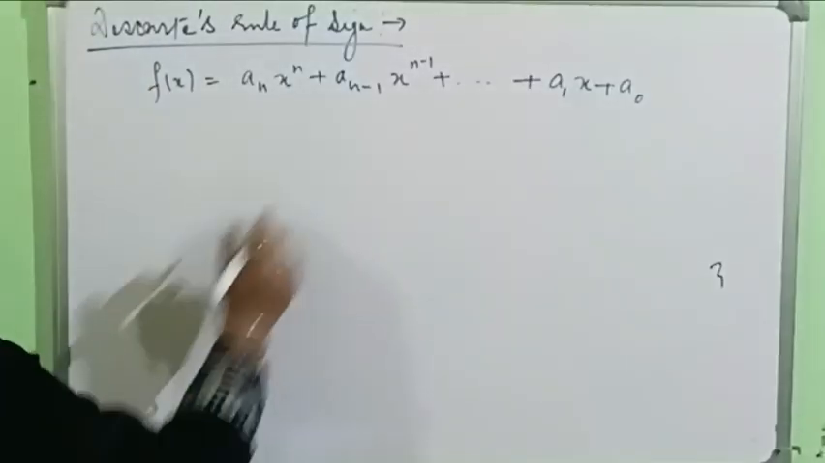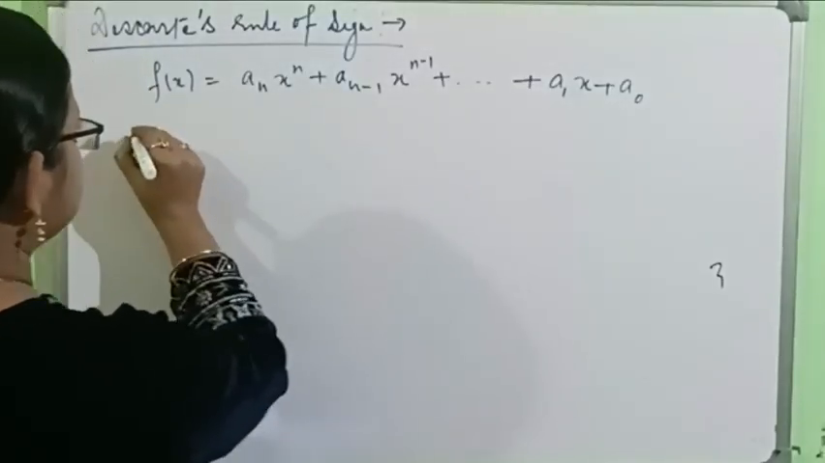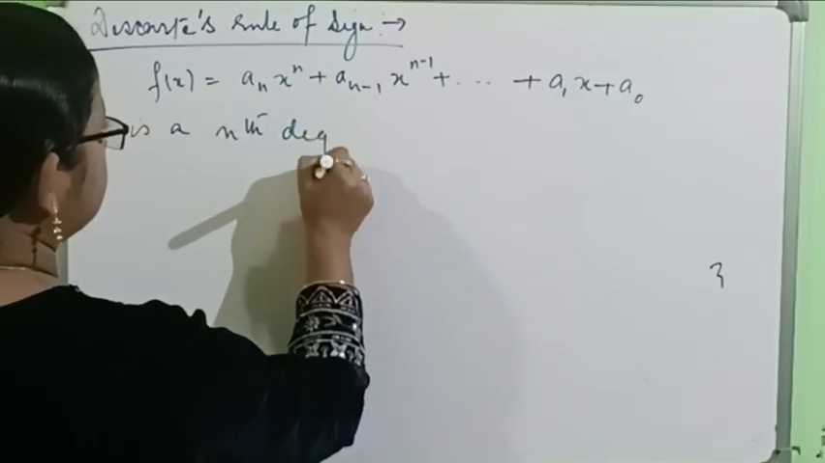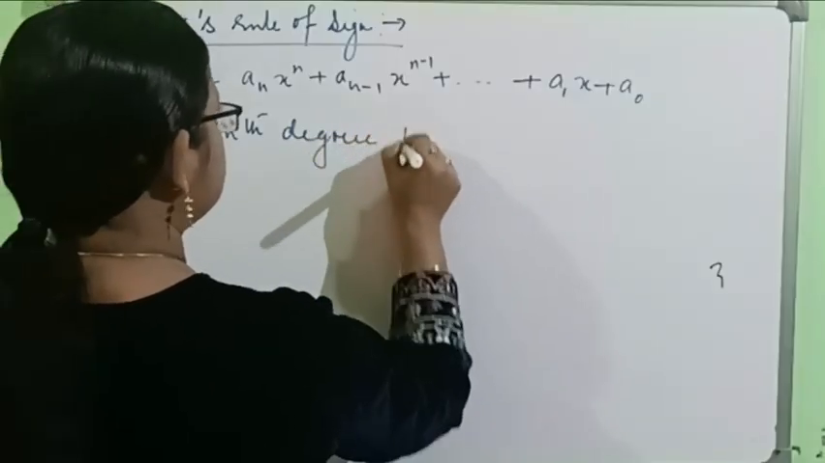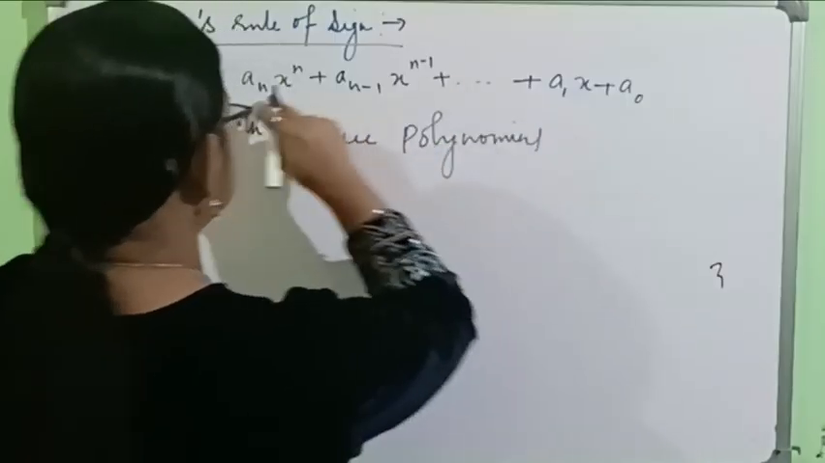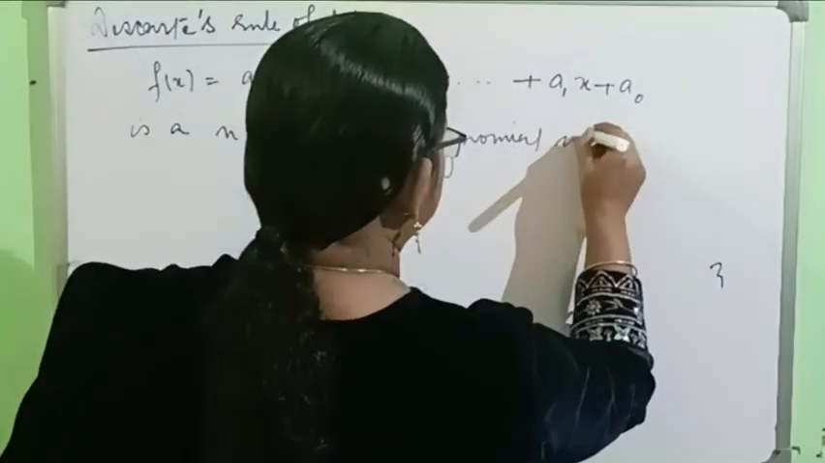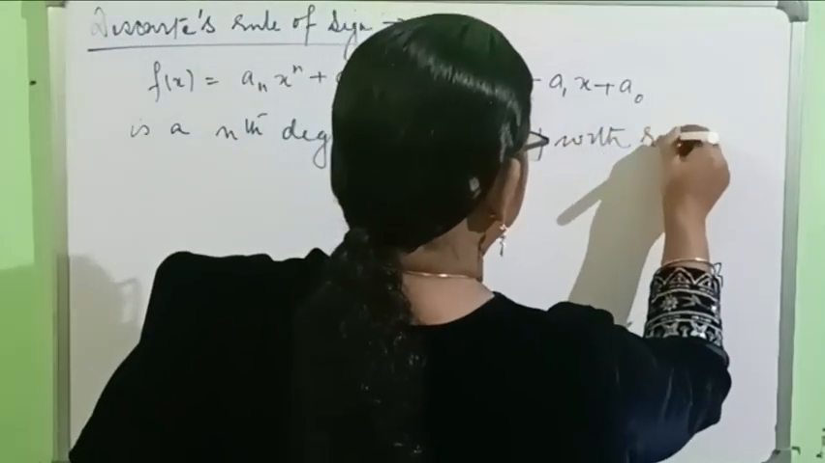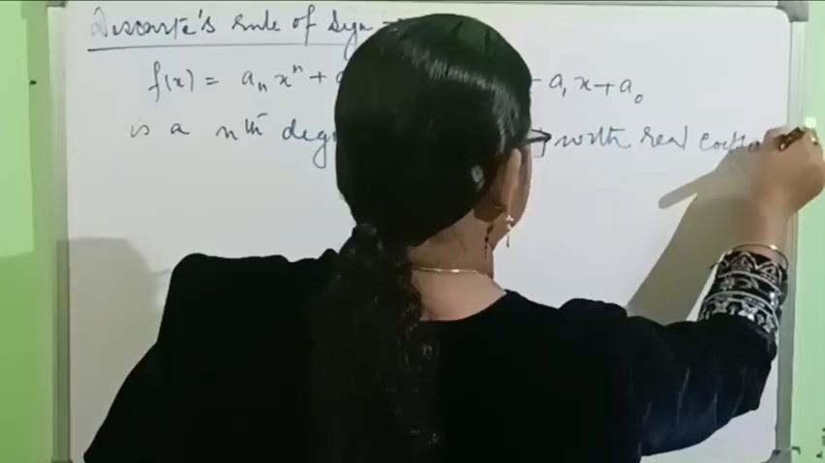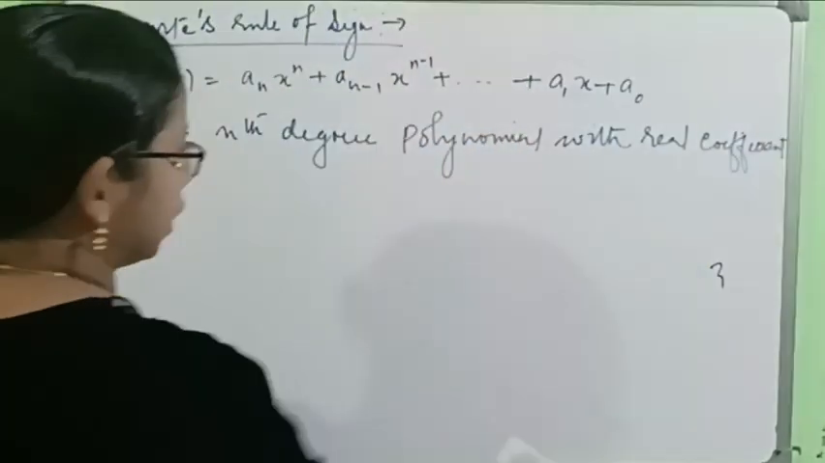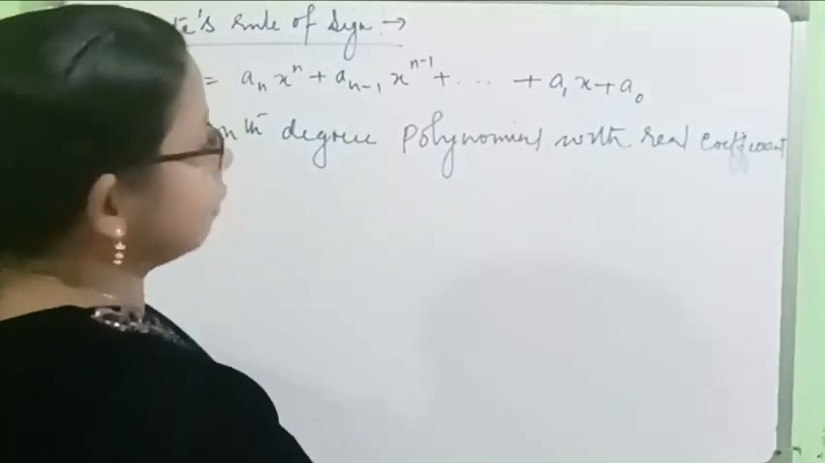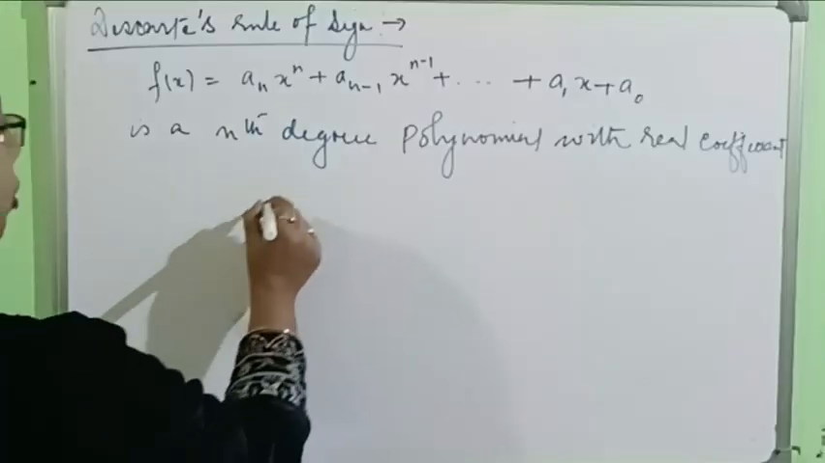Here f is an nth degree polynomial, with all these coefficients real. Then by Descartes' rule of signs, we can determine the number of positive real roots and the number of negative real roots. For that we will check it out.